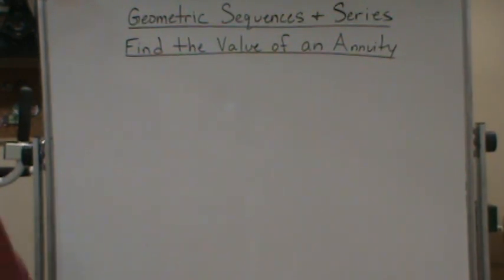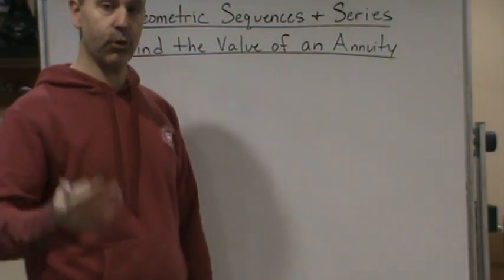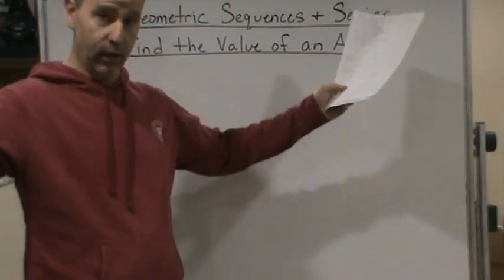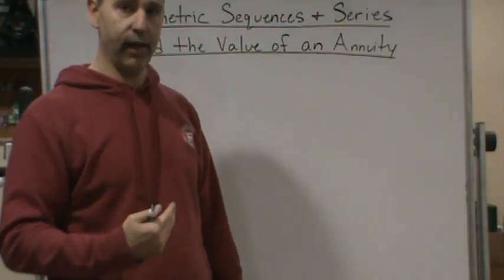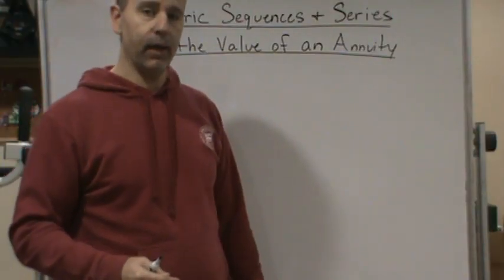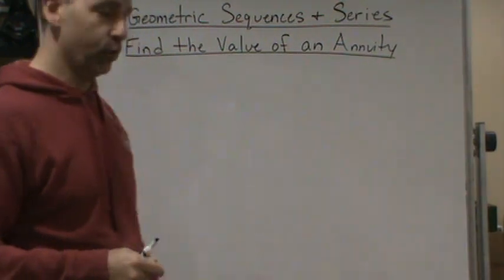All right, welcome back. Now, let's talk about annuities and how to find the value of an annuity. Now, an annuity is a retirement vehicle. It's something that pays out regular payments. So you basically save up a large sum of money, and the idea is to take an equal number of payments over a period of time and of the same amount. Okay, so that's what we call an annuity.